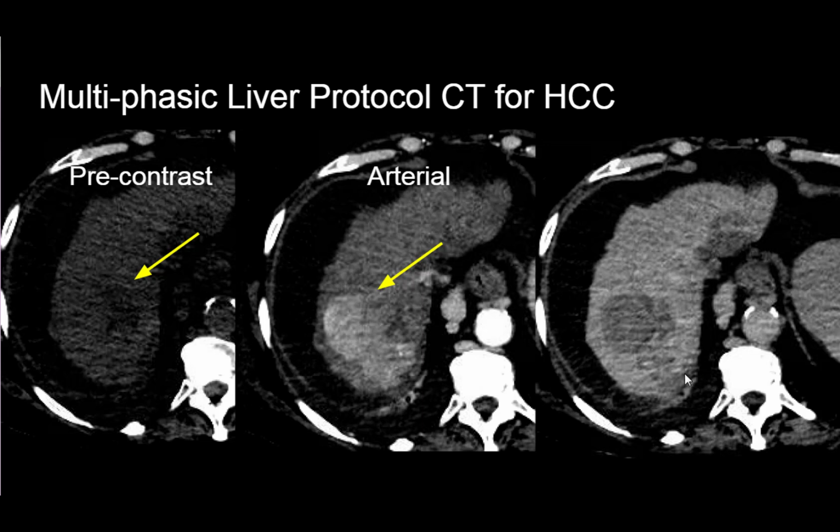We call this LI-RADS 5. There are 5 categories, 1, 2, 3, 4, 5. 5 means it's definitely HCC, and patient can be listed for transplant.